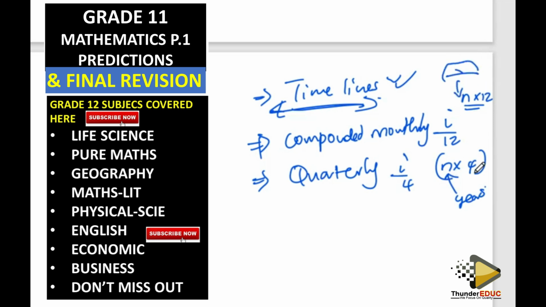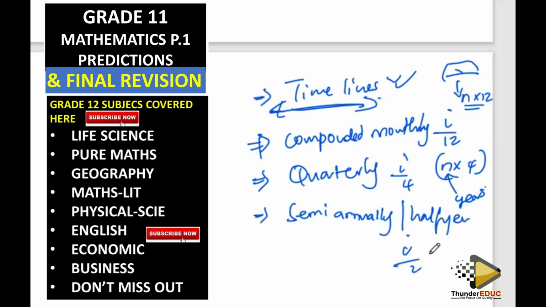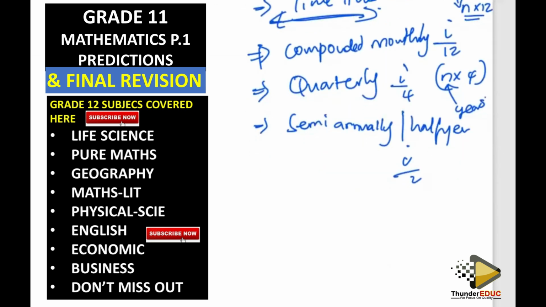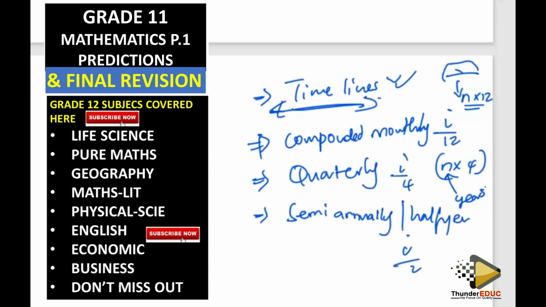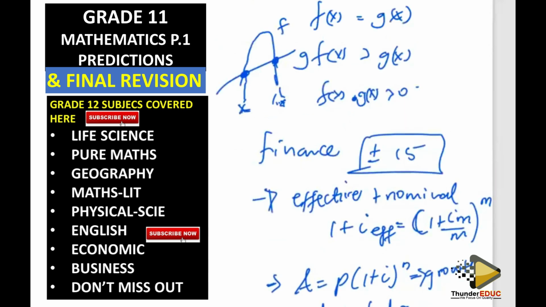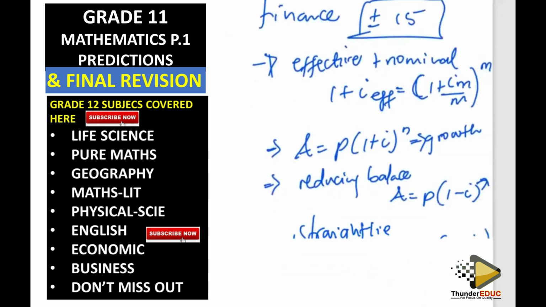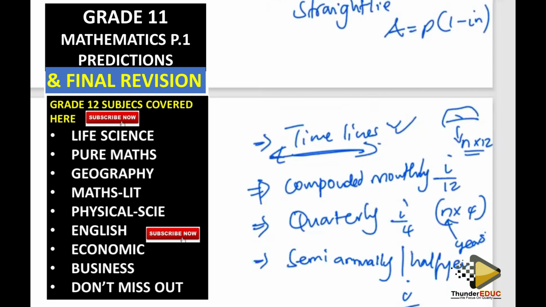Then, which other one do they normally use? Semi-annually, or sometimes we call it half-yearly. Divide the i by 2, multiply the n by 2. Weekly, we're dealing with 52 weeks in a year. And then daily, 365 days in a year, and so on. So that is to do with the finance. We at least need to know this before going for the paper.